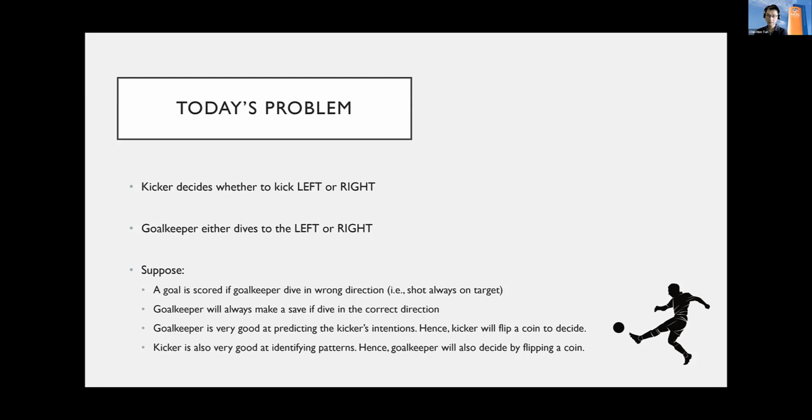The conclusion from that is that humans in general are just very bad at coming up with random behavior. And so if you really want to disguise your intentions, then in a situation like that, flipping a coin is probably going to be the best way, especially if your opponent is very good at identifying the patterns that you demonstrate.